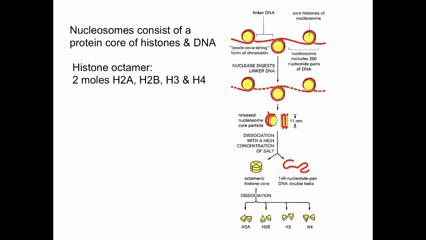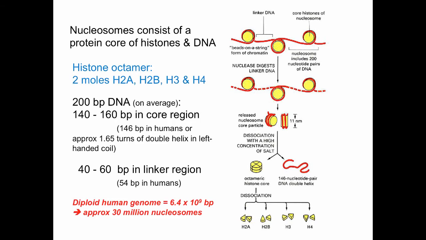Just to remind you that nucleosomes consist of a protein core of histones and DNA. The histones would be a histone octamer that consists of 2 moles each of the histones 2A, 2B, histones 3, and histone 4. On average, about 200 base pairs of DNA. There's perhaps 140 to 160 base pairs in the nucleosome core region, that has approximately 1.65 turns of the double helix in a left-handed coil. The linker region, about 40 to 60 base pairs of DNA.